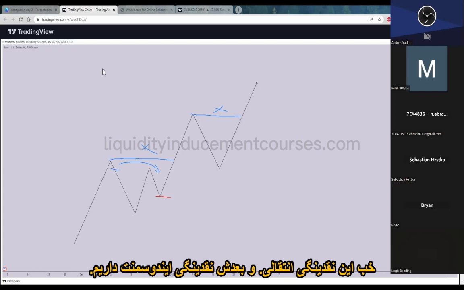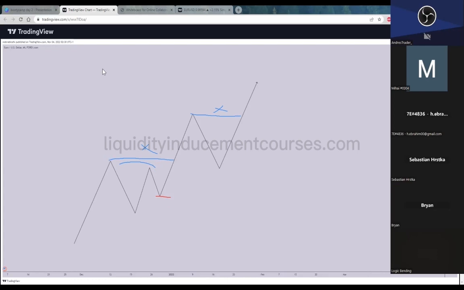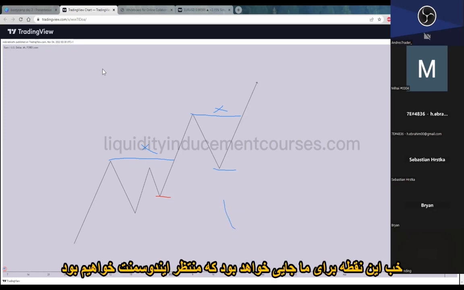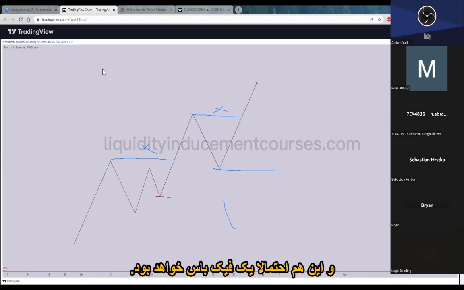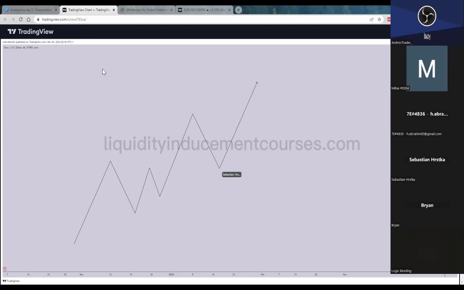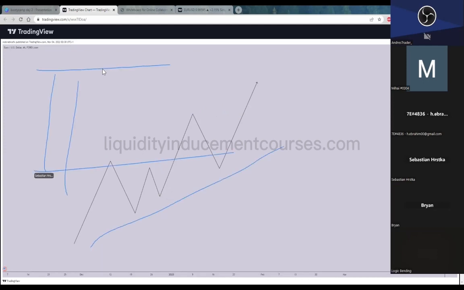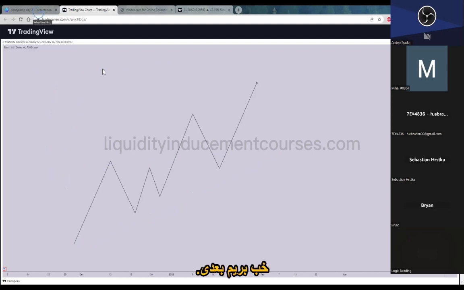So there's transactional liquidity, and then we have inducement liquidity, which is this. It's always the last low that broke structure. So for us, this would be a point where we would be waiting for inducement, and this would then be a possible FBOS, but we never take trades from those, unless we are building up, of course, and there's nothing here. There's inefficiency, huge inefficiency here. So let's go to the next one.